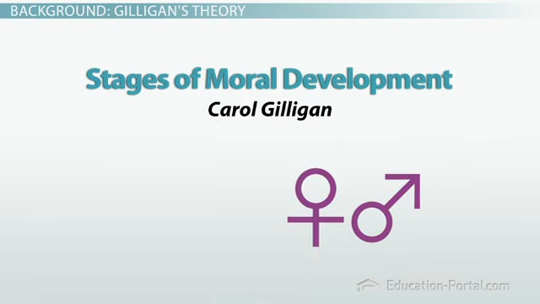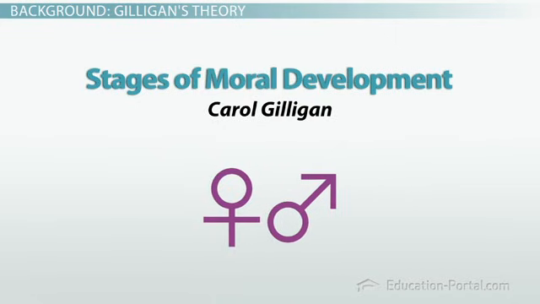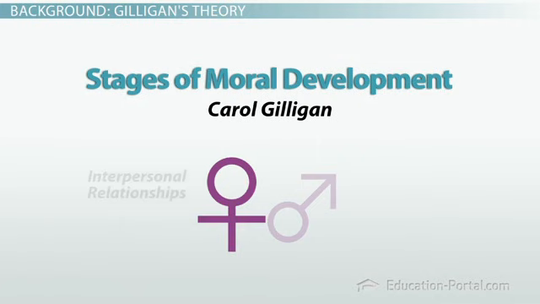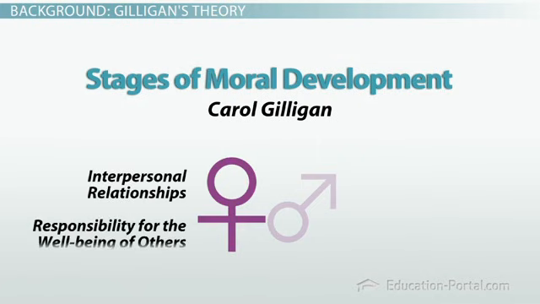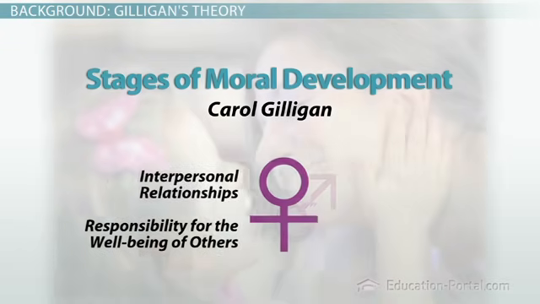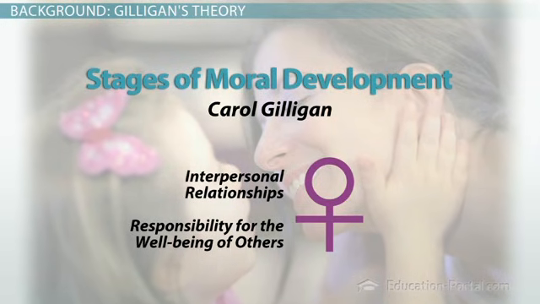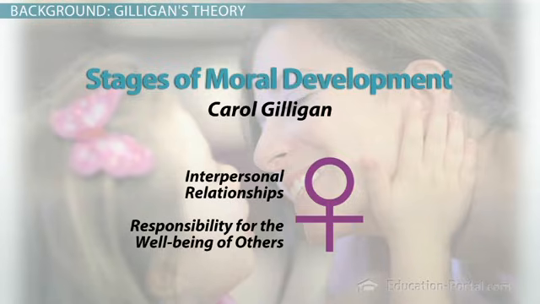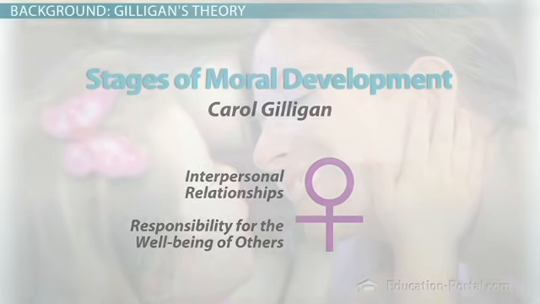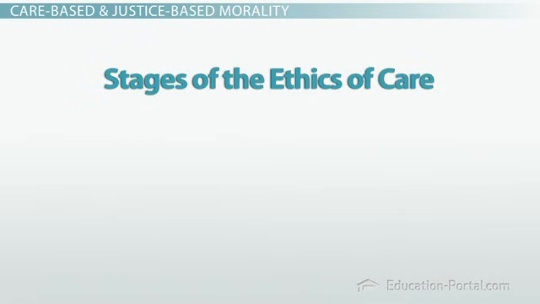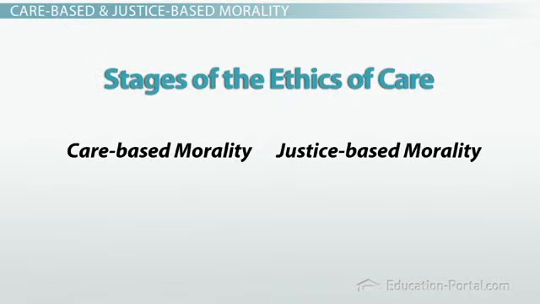Gilligan argued that males and females are often socialized differently, and females are more apt than males to stress interpersonal relationships and take responsibility for the well-being of others. Gilligan suggested this difference is due to the child's relationship with the mother, and that females are traditionally taught a moral perspective that focuses on community and caring about personal relationships. Gilligan proposed the stages of the ethics of care theory, which addresses what makes actions right or wrong. Gilligan's theory focused on both care-based morality and justice-based morality.